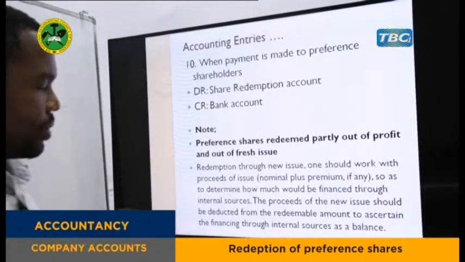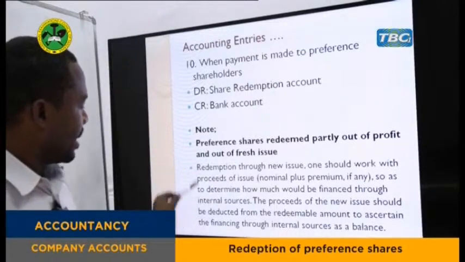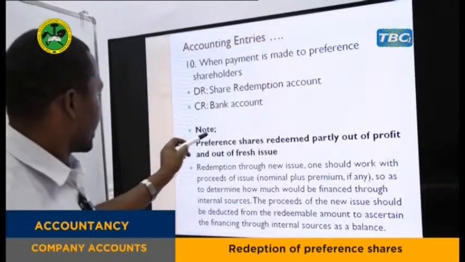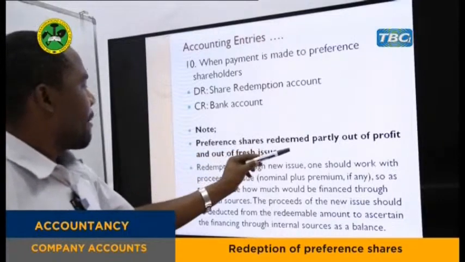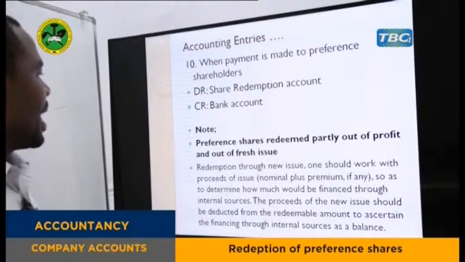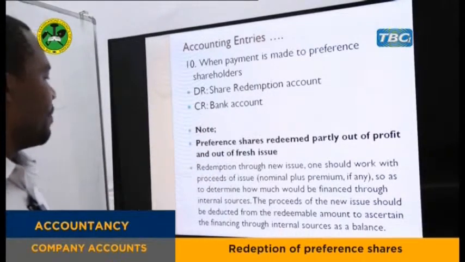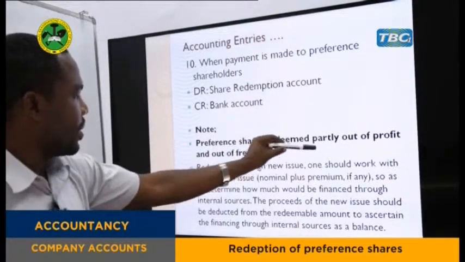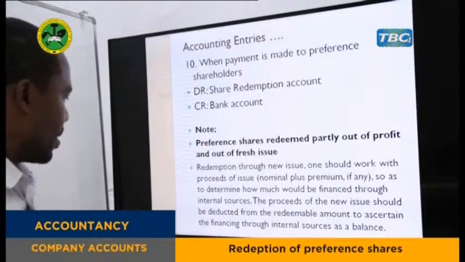If you go to that book, I'm telling you to go and read those conditions. We must put this clearly. So note: preference shares redeemed partly out of profit and partly out of a fresh issue. For any redemption financed by both sources, that means external sources and internal sources, what are the main conditions to follow?